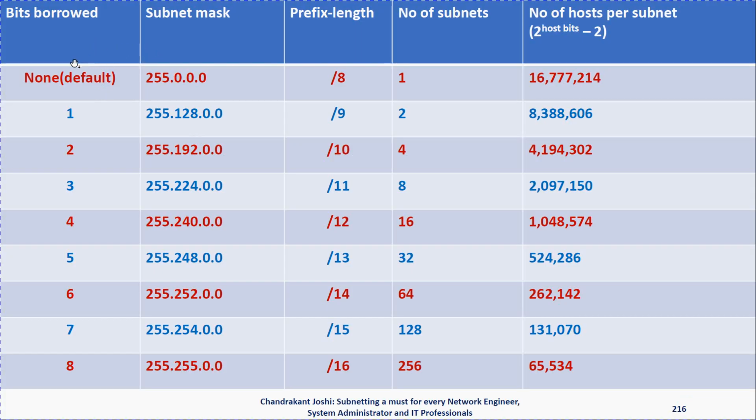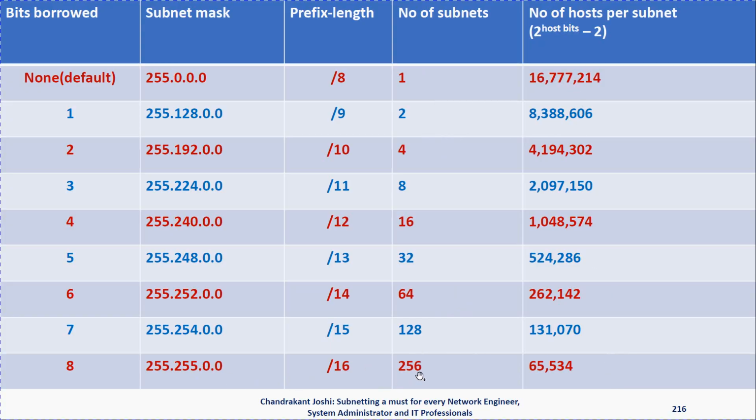Okay, this is the tabular form of class A. This is the default subnet mask and corresponding default prefix length. When we borrow 1 bit, it becomes /9, borrowing 2 bits becomes /10, and so on and so forth. This is the number of networks we get, and these are the number of hosts we get. As number of networks increases, the number of hosts per subnet decreases.